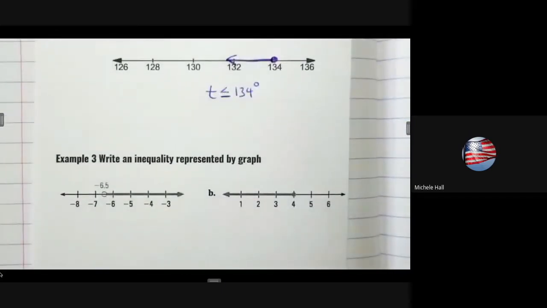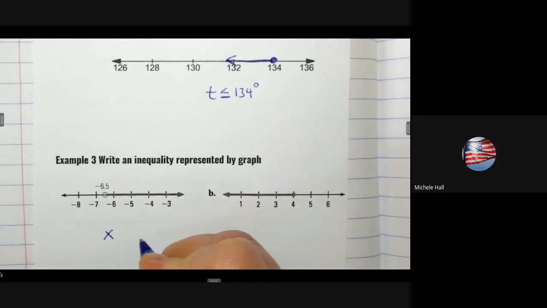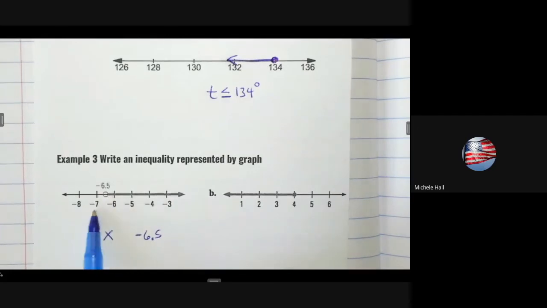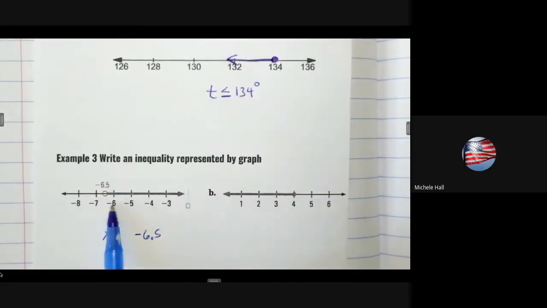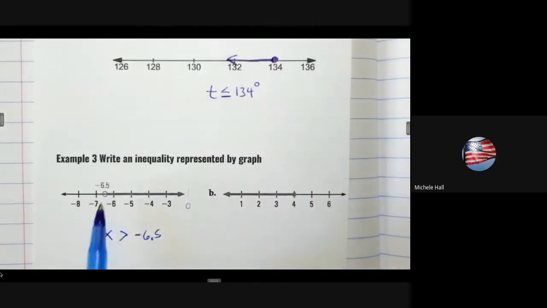Write an inequality for the graph that's represented. Here, we see they're telling us that it's at -6.5. It doesn't include -6.5, so we know that x is something to -6.5. X is, well, we see that this is our number line, and the numbers are getting bigger as you approach 0. The negative numbers are getting bigger, so x would be greater than -6.5. X is greater than. It's not included because it's not colored in, so x is greater than -6.5.